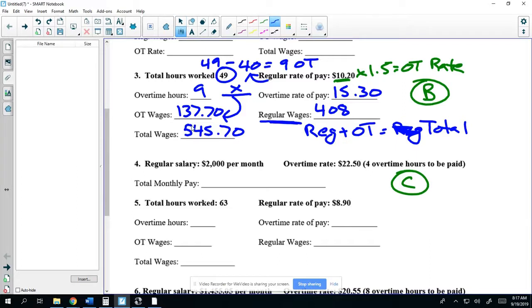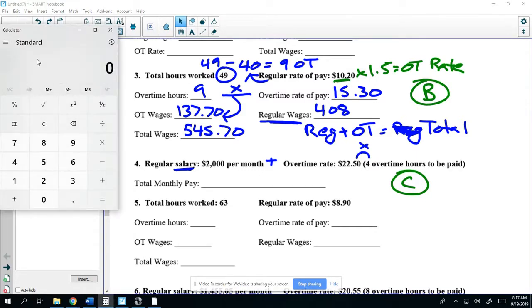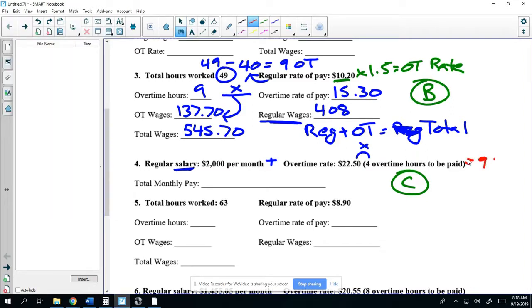With problem type C, we're presented with a monthly salary and some additional overtime pay. Salary, remember, is just a set amount. So we're getting paid a flat amount of $2,000 per month. For this problem, we simply need to calculate the amount of overtime pay that we're due. So to do that, we'll take our overtime rate of pay, which is provided to us at $22.50 per hour, and 4 overtime hours that were worked. We earn $90 in overtime. We're simply going to add that $90 back to our regular salary to get our total monthly pay.